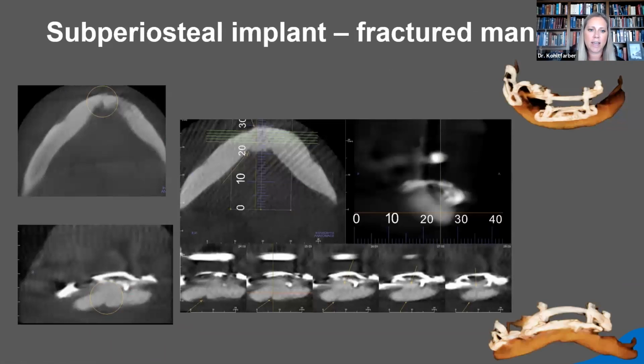This is an interesting case with a subperiosteal implant. And we ended up with a mandibular fracture. So the patient came in complaining of pain. There was drainage and inflammation. And with the CBCT, we can see that fracture.